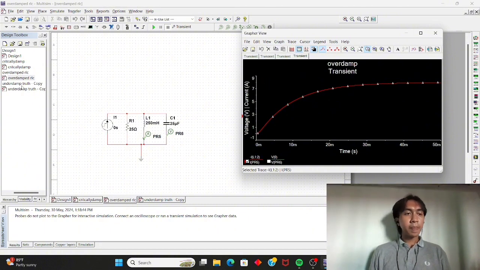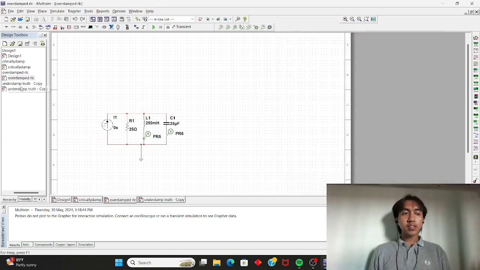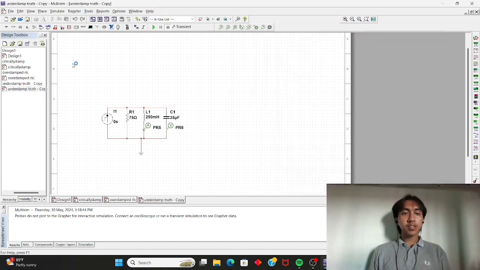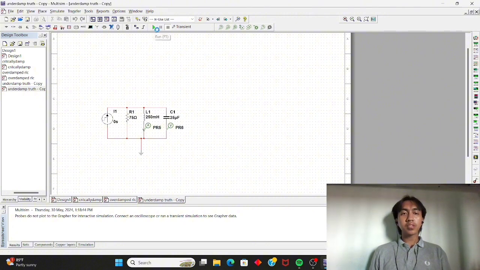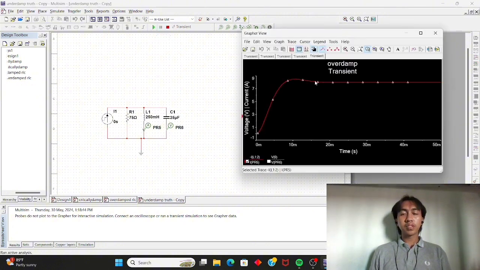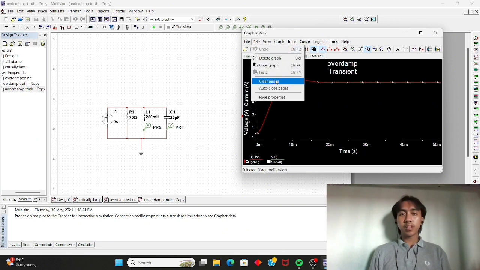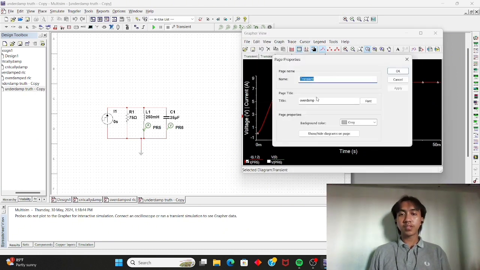Okay, next is the underdamped circuit. For underdamped we use 75 ohm and 250 millihenry. Still the same values, and also 8 ampere current. So we run this circuit. This is the underdamped graph, the transient graph.